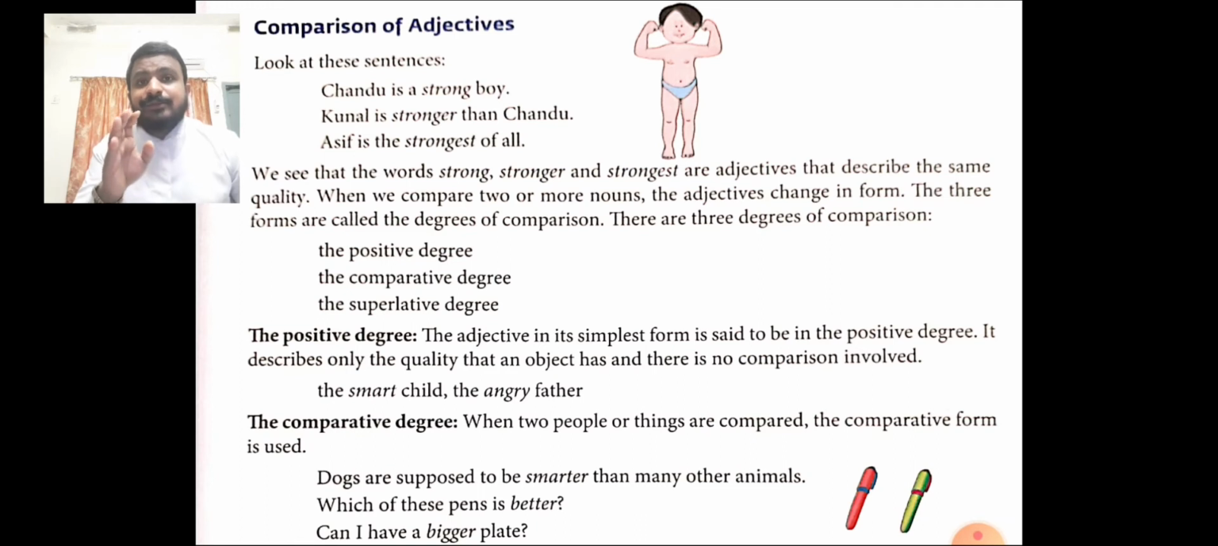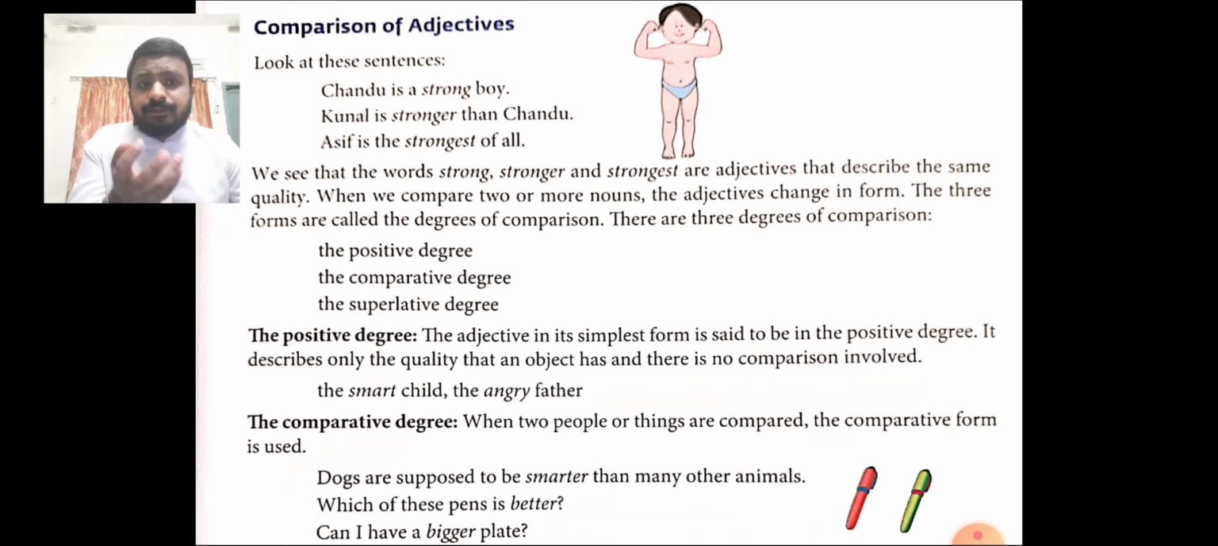So, when we compare, the adjectives will be changing their form. Those forms are called the degrees of comparison. So, there are three kinds. First one is the positive degree. Second one is the comparative degree. And the third one is the superlative degree. Now, we shall see those three in a detailed manner. Now, positive degree. The adjective in its simplest form can be called the positive degree. For example, the smart child, the angry father, or strong boy, or beautiful play, or happy family. All this can be called the positive degree.